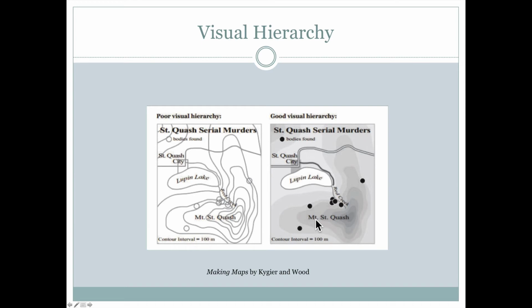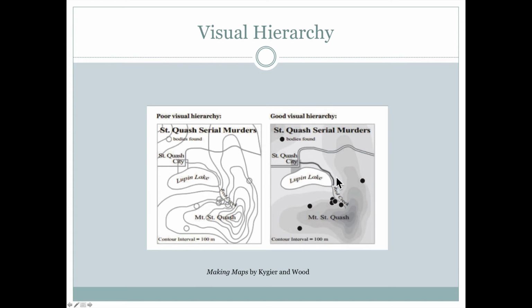Here's another example of visual hierarchy, good and bad. On the left, we have some bad visual hierarchy. This is an area that has some roads and a creek and contours and all sorts of things, and it's really easy to lose the idea of this map, which is some bodies were found in this area where there was a serial murder, because it's hard to break out the most important part of the map from all of the other things on the map.